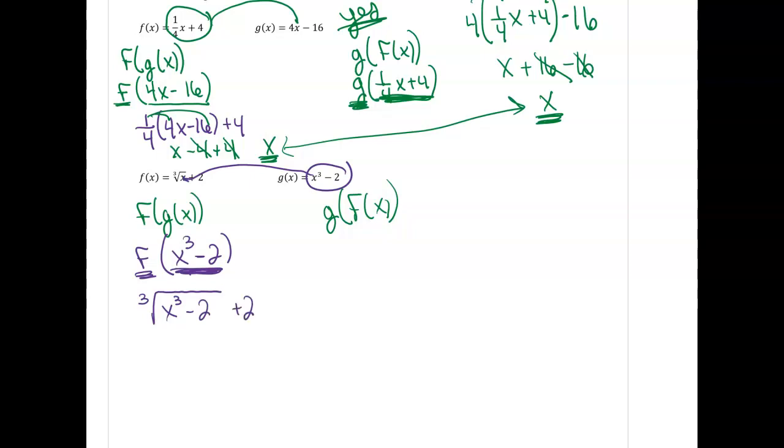And my goal is to get down to x. And unfortunately, I will not be able to do that because I cannot take the cubed root of all of this. Now, if it was just this, then yes, I could do that. I could take the cubed root of x cubed, get to x.